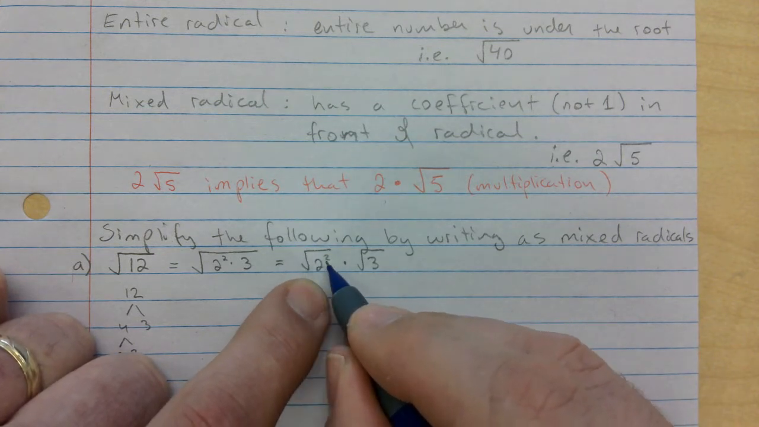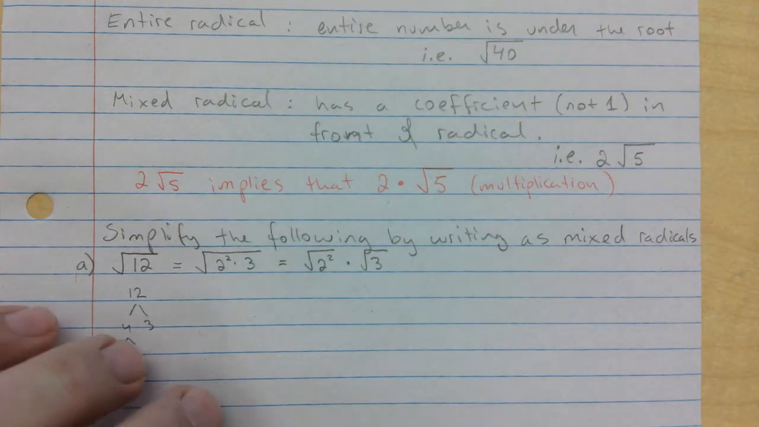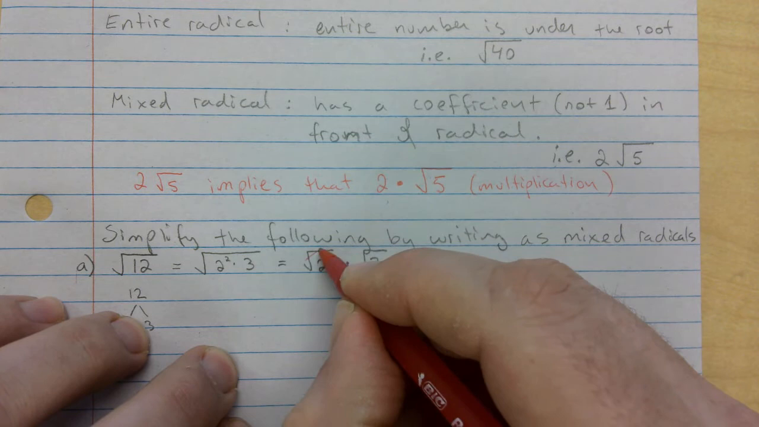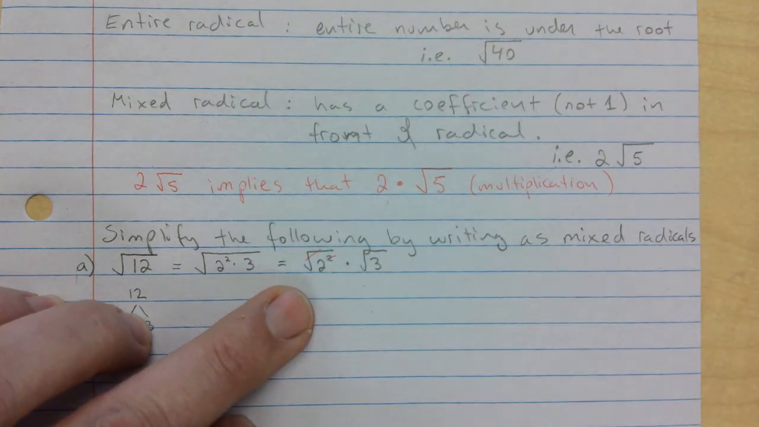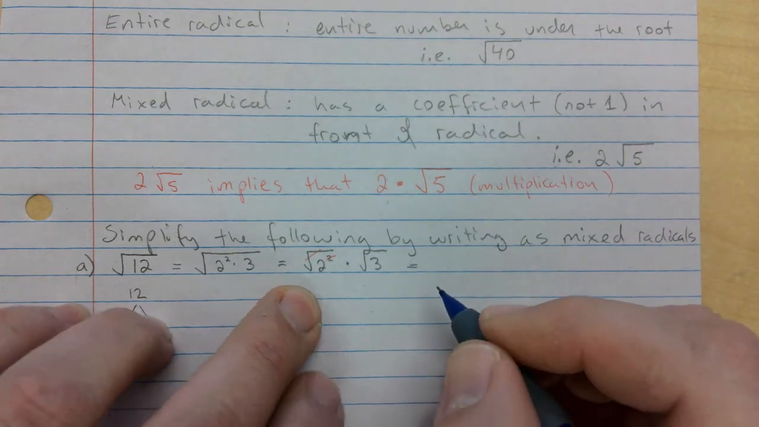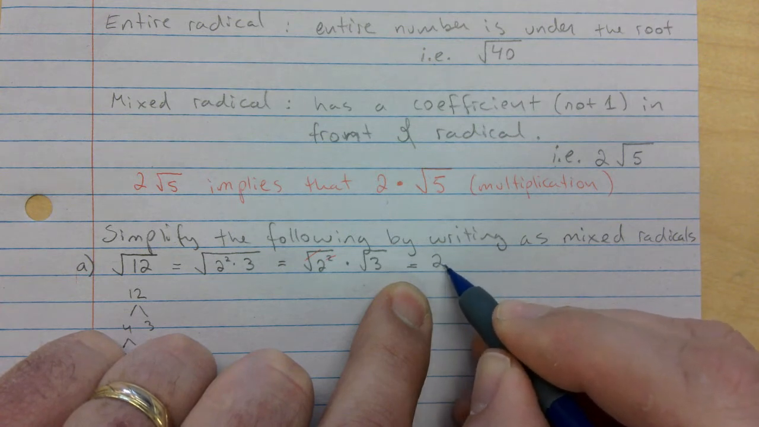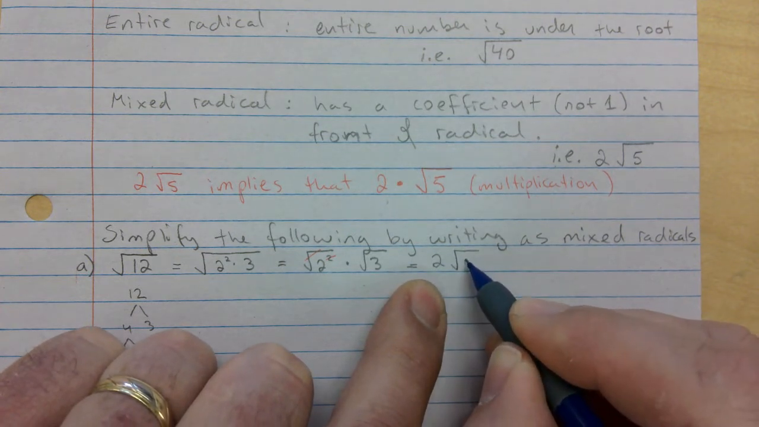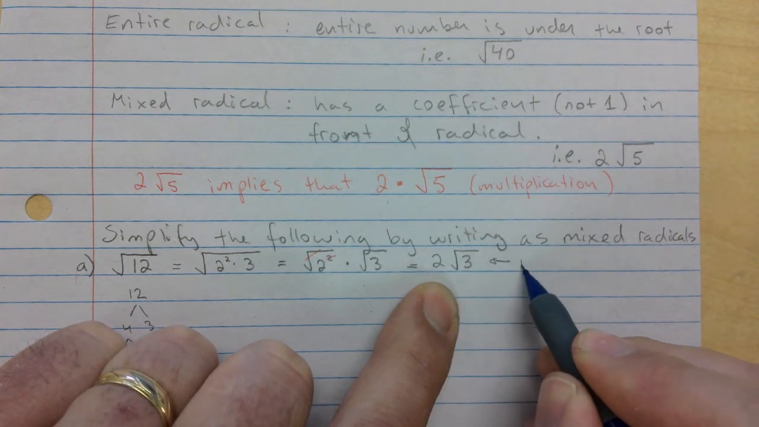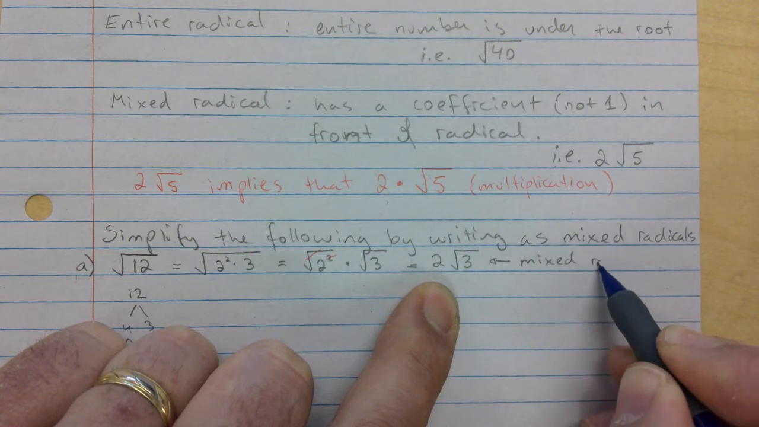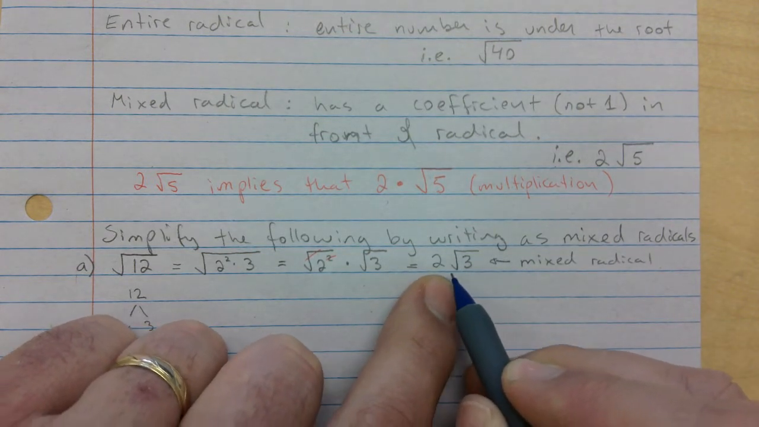Here we'll be able to cancel out the root. So this 2 here, I'll use a different color, that 2 goes with the power, and there's nothing you can do with that. So that becomes what we call a mixed radical. This is a mixed radical because it has both a whole number and a root, combined.